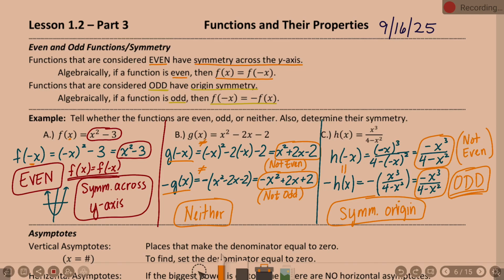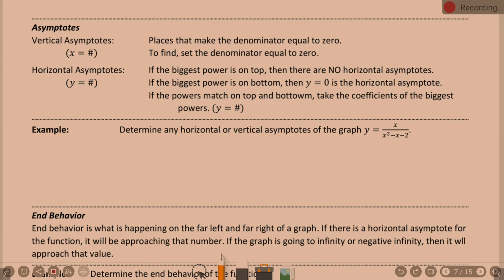Okay, let's talk asymptotes. We've already talked about asymptotes a little bit. Officially here, we are talking about vertical asymptotes and horizontal asymptotes. Some key information. Vertical asymptotes are places that make the denominator equal to 0. We've already looked at how, when the denominator equals 0, it's either a vertical asymptote or a hole, in other words, non-removable or removable discontinuity. So vertical asymptotes make your denominator equal to 0.